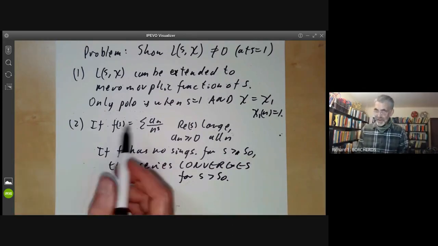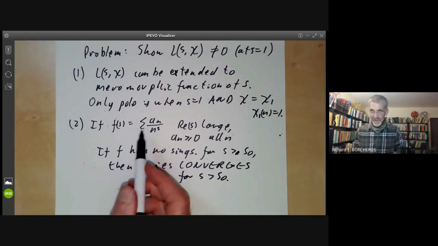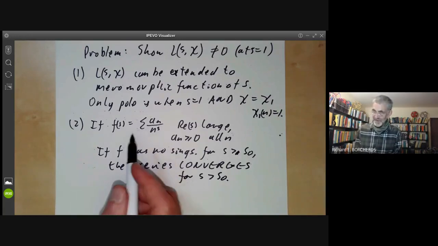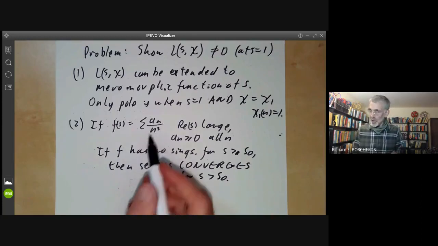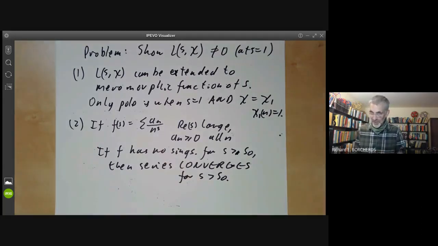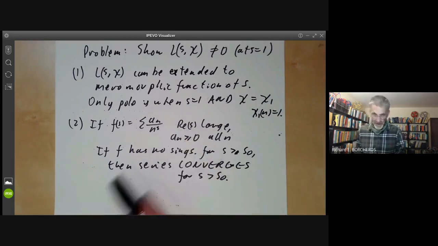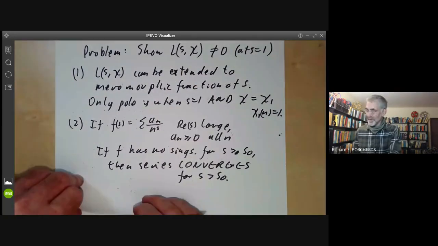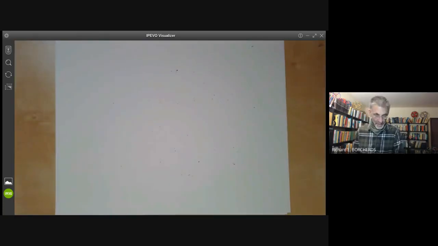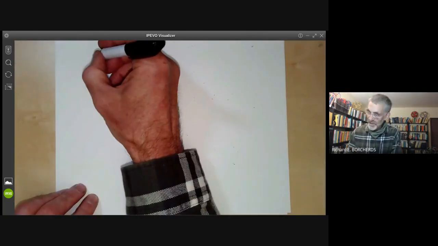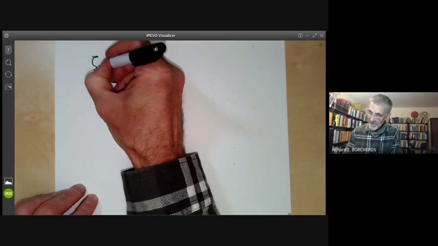So this is a slight generalization of the theorem that says if you've got a power series with positive coefficients, then with radius of convergence rho, it actually has a singularity at the point rho. So that's a standard theorem from complex analysis, and this is actually a mild generalization of it. Anyway, we're going to use these two theorems to show that the Dirichlet L functions don't vanish at s equals 1. And the key point here is to look at the following variation of a zeta function.